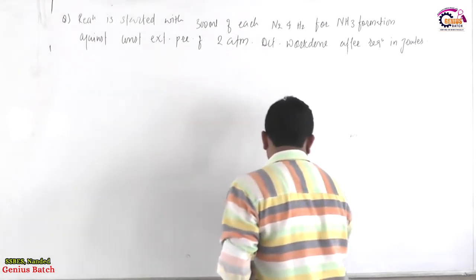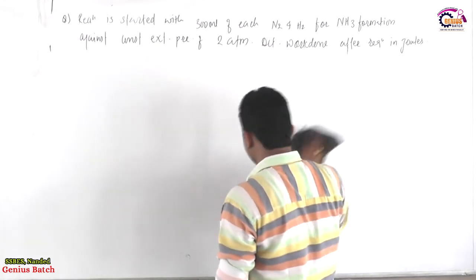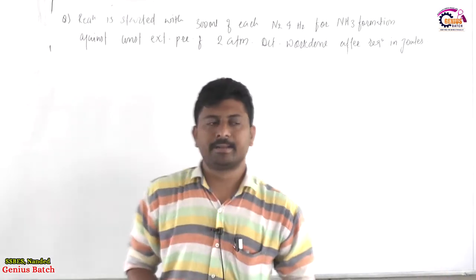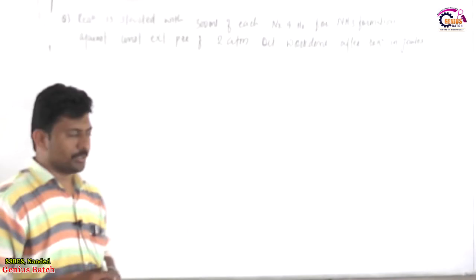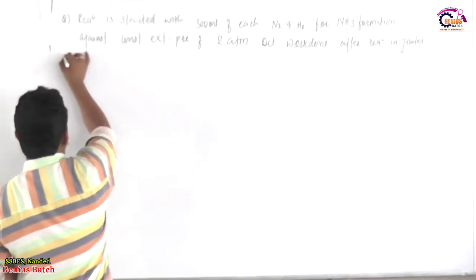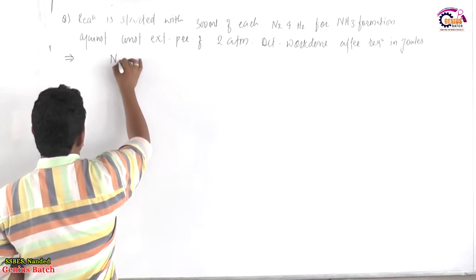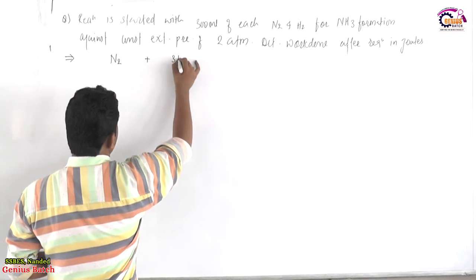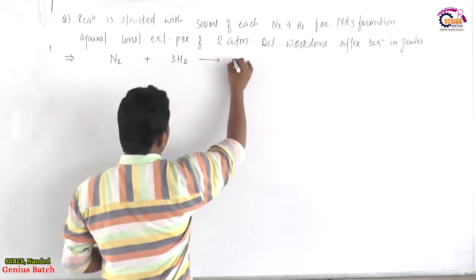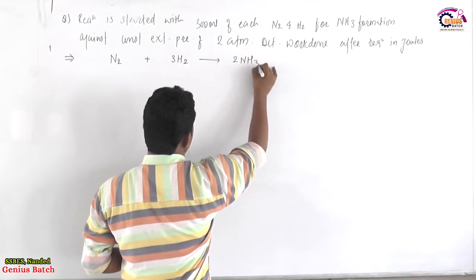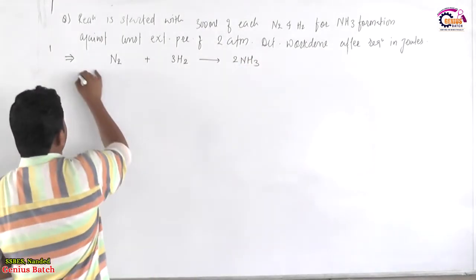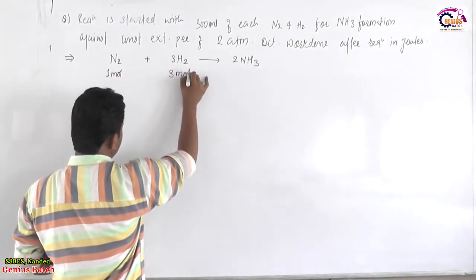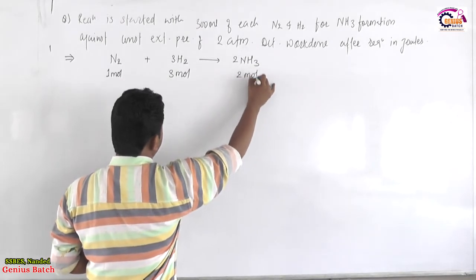It is a homogeneous, gas phase reaction, so we can apply Gay-Lussac's law to it. From that we will decide how much volume will combine, how much will remain unreacted, what will be the final and what is the initial. Now, for the ammonia formation, the reaction stoichiometry is N2 plus 3H2 converts to 2NH3. That is 1 mole nitrogen, 3 moles of hydrogen and 2 moles of ammonia.